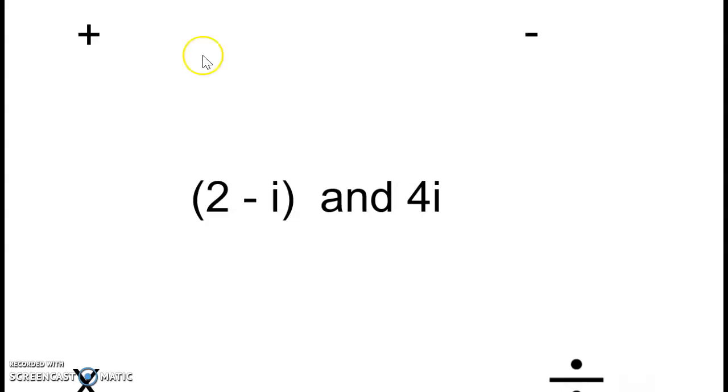Okay, let's do these other two. We're going to add, subtract, multiply, and divide those as well. I like to use this kind of organizer just so you can see the difference in the processes, the difference between adding, subtracting, multiplying, and dividing certain types of numbers.